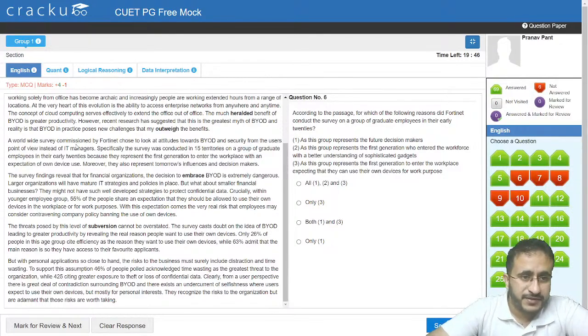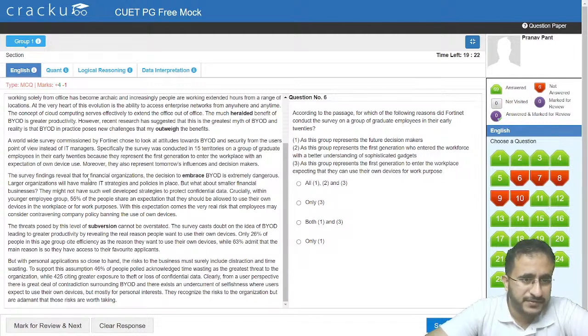A worldwide survey commissioned by Fortinet chose to look at attitudes towards this and security from the user's point of view instead of IT managers. Specifically, the survey was conducted in 15 territories on a group of graduate employees because they represent the first generation to enter the workplace with an expectation of own device use. Moreover, they also represent tomorrow's influencers. So, the study was conducted for people in their 20s.